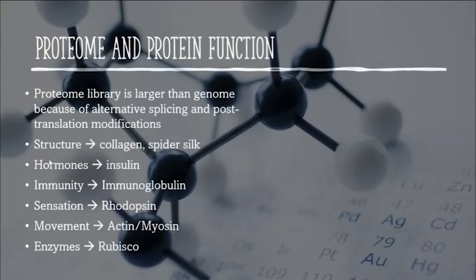So you have your structural proteins like collagen and spider silk. Collagen makes up the bulk of the connective tissue. It is the most common protein in our human body. Spider silk, pretty self-explanatory, is tougher than Kevlar. Insulin regulates and works with glucose levels in the blood.